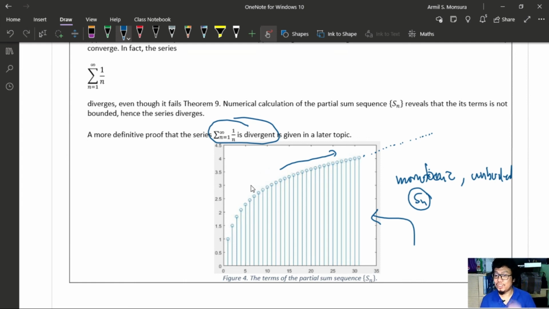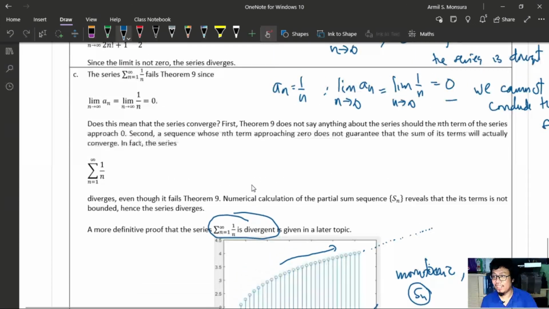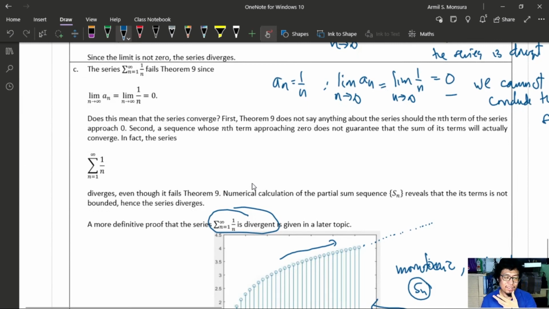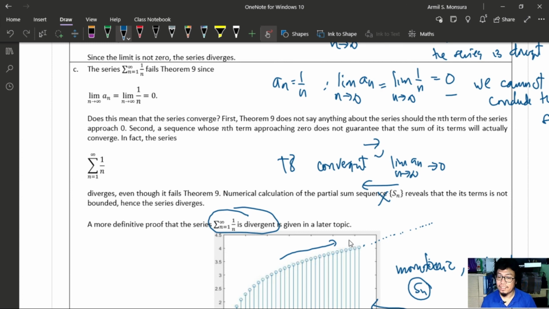This may contradict how you understand theorem 8. Here's a moral lesson about theorem 8: it just says that if your series is convergent, it follows that its nth term goes to 0, and not the other way around. That is, if the nth term goes to 0, the series is convergent. No, that is not what theorem 8 is all about. That is something you have to understand about theorem 8.